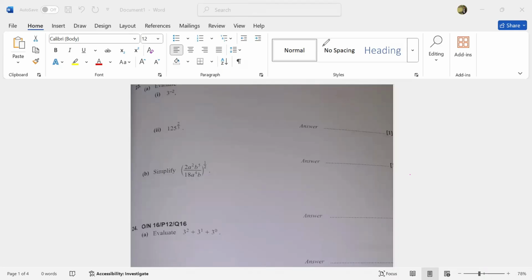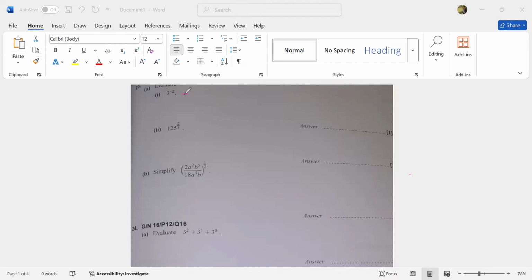Today on Math Sparks, we are going to do some of the past paper questions of indices. Along with doing the past paper questions, automatically we will be having the revision of the explanation. The first one is to evaluate 3 raised to the power minus 2.